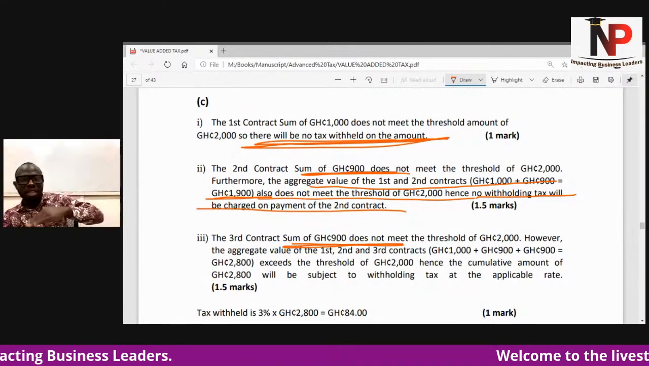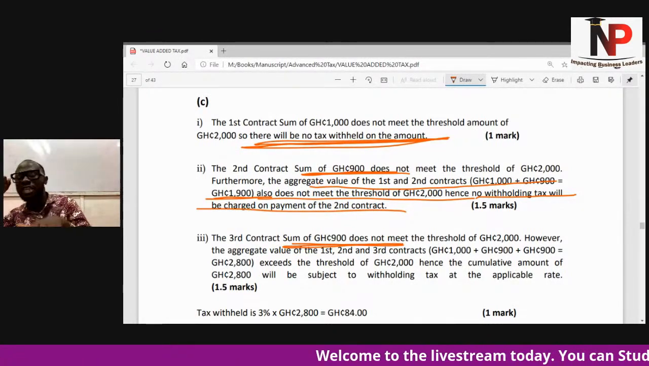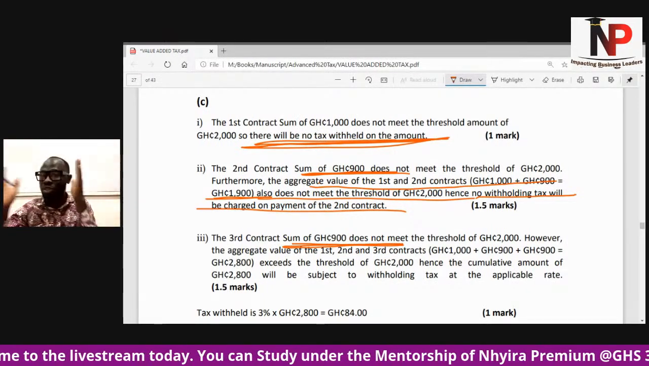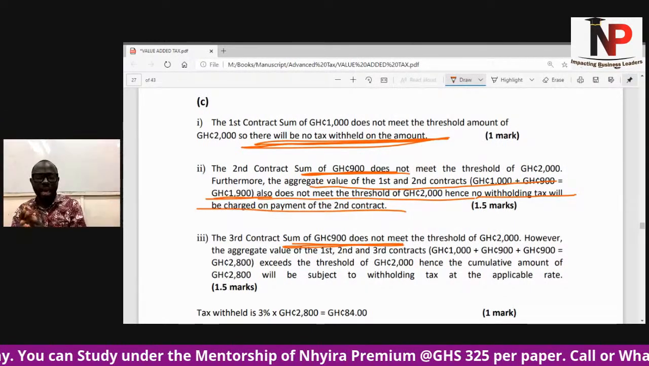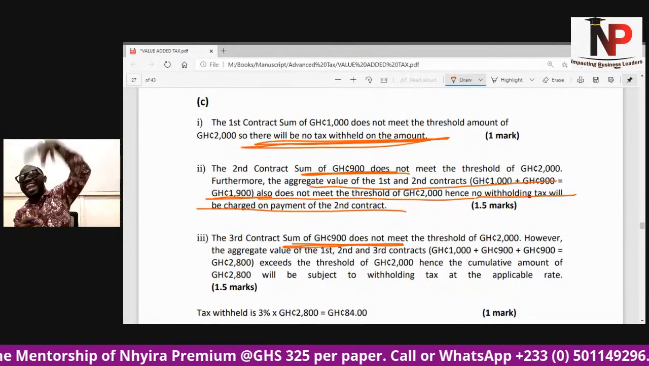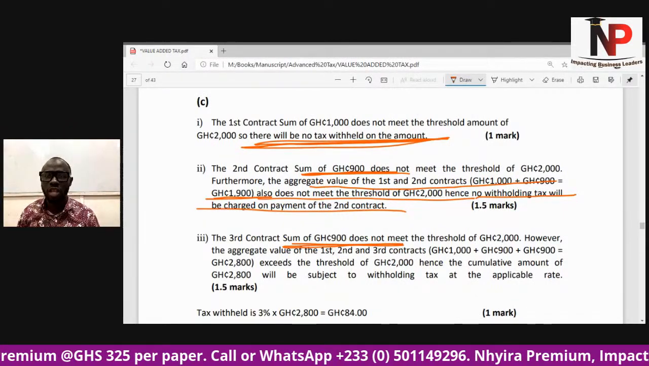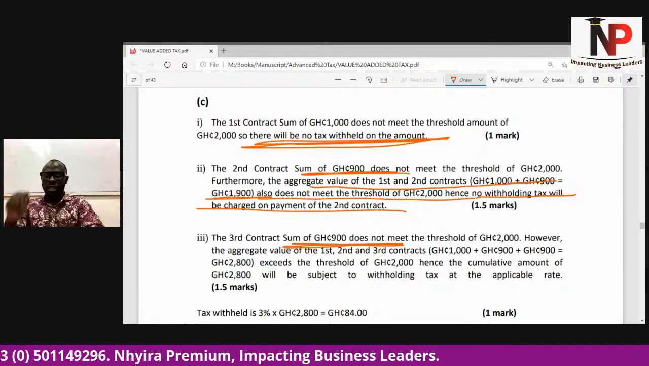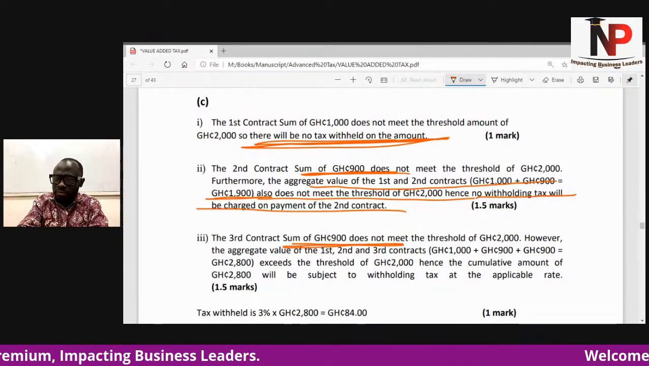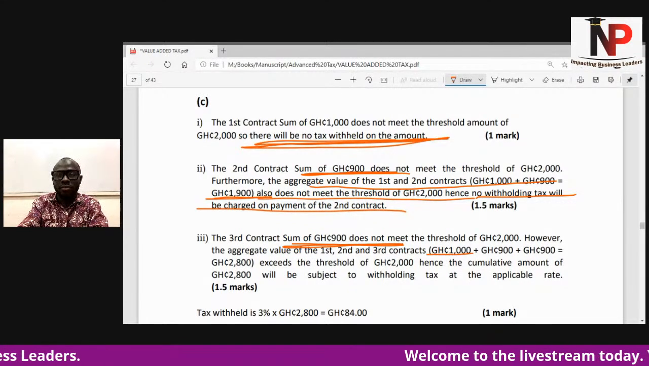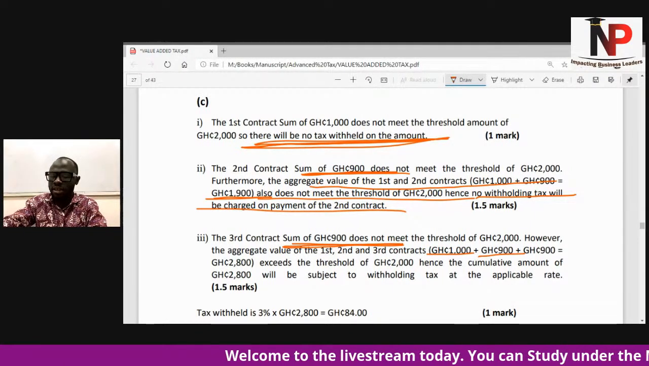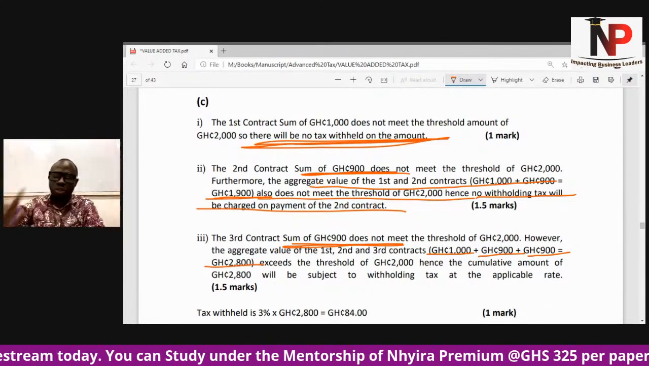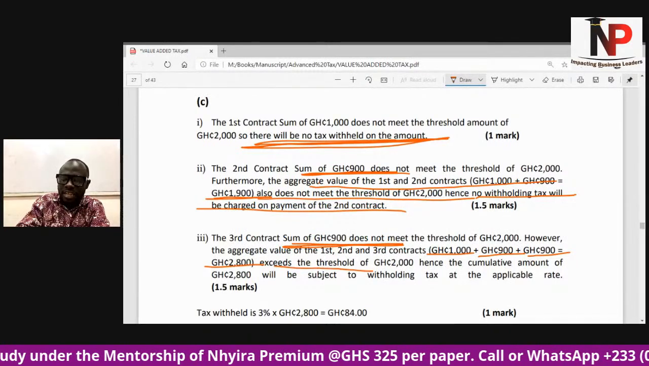So the first one, 1,000, we won't withhold anything. Second one, 900, we won't withhold anything. When we add the two up, it is 1,009, we will still not withhold anything. But during the same year, there is a third contract of 900. That 900 is still below the threshold of 2,000, so we will not withhold anything. But this is the sequel. When we add the three contracts up, 1,000 for the first one, 900 for the second one, 900 for the third one, that is 2,800. And like you see now, the 2,800 exceeds the threshold.